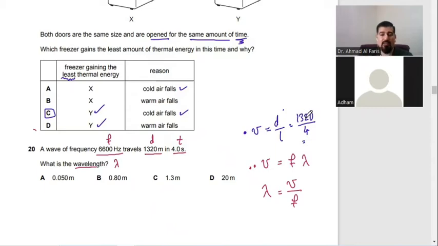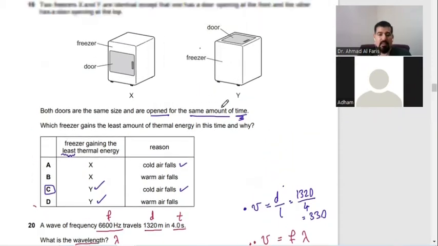Who has a calculator? It will be approximately 600 something, right? Who has a calculator? Sorry, 300 something. Let me check how much is the answer. So 1,320 divided by 4. The answer is 330, the speed of sound in air. So here the answer will be 330 divided by 6,600, and the answer will be 0.05 meters. So the answer is A.